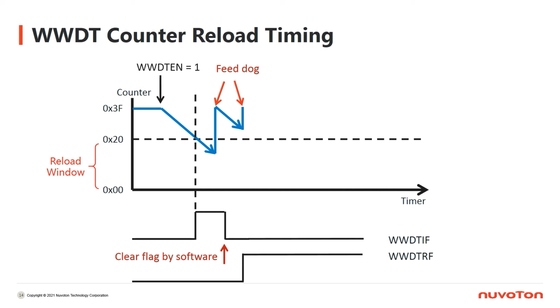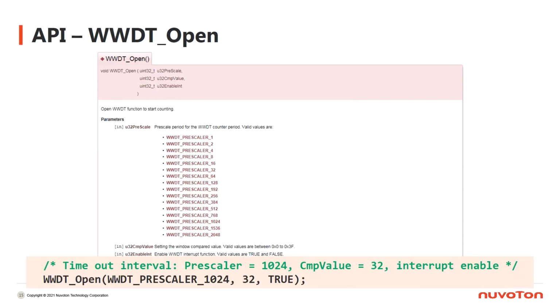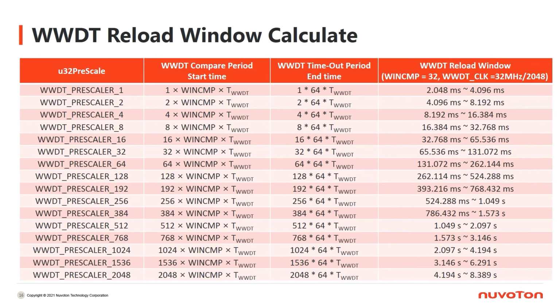Like WDT, our BSP also provides an API for WWDT. The API is WWDT Open. You can use this API to set the prescaler, the compare value, and whether to enable the interrupt. This table shows you the range of WWDT reload window by different settings. The reload window starts when the counter reaches the compare value and ends when the counter is timed out.